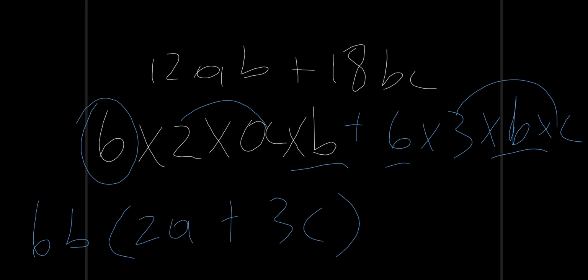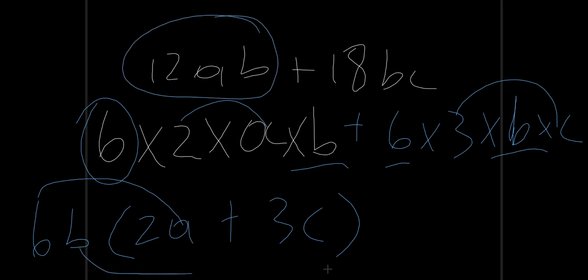And so if we should actually distribute these, we'd have 6b times 2a, that would give us back 12ab. And if we multiply 6b by 3c, we'd have 18bc. And so there we go.